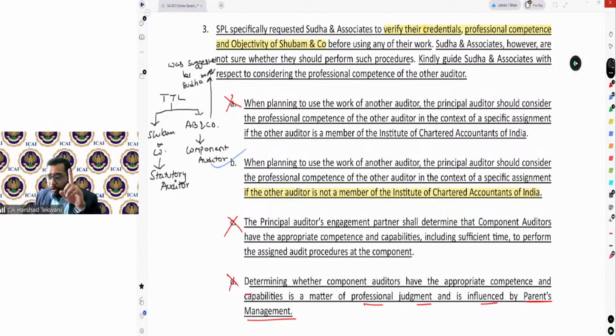Not as a joint auditor. Trust me, not as a joint auditor. I'm not discussing the joint audit case as of now. Okay. Come on, guys. So that is something, the understanding of where the component or other auditor will fall.